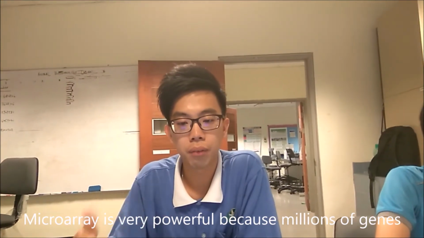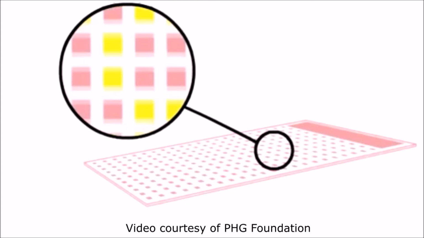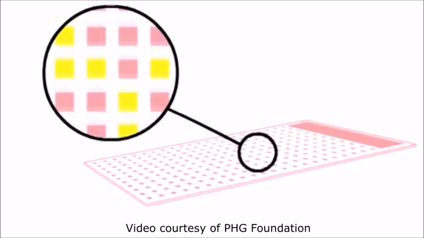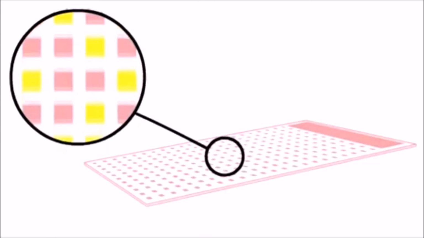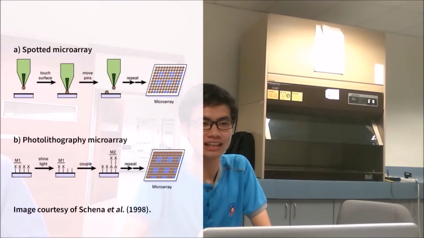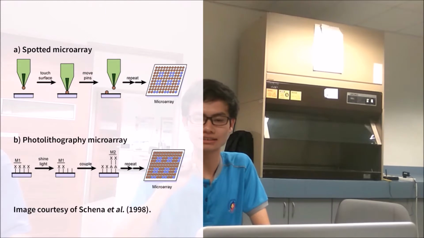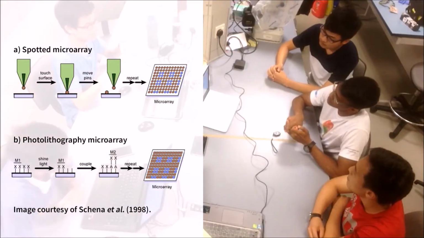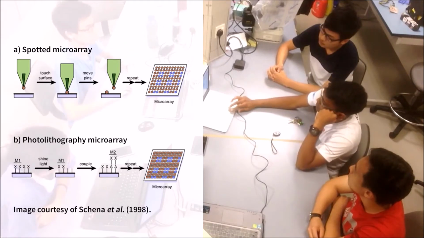Microarray is very powerful because millions of genes can be analyzed in one single run of the microarray analysis, so we can tell which gene is actively expressed by conducting the microarray. So how can it be done? There are different types of array, like just spotting the cDNA on the nylon membrane or the glass slide coated with polylysine. Another one is direct oligosynthesis on the microarray substrate. The spot on the microarray represents one gene.